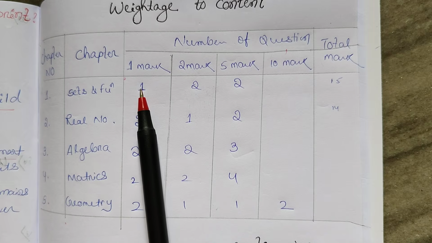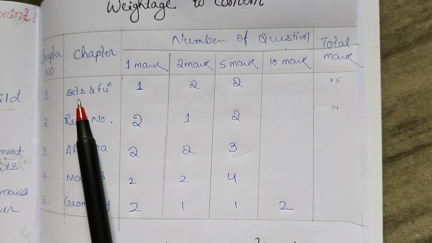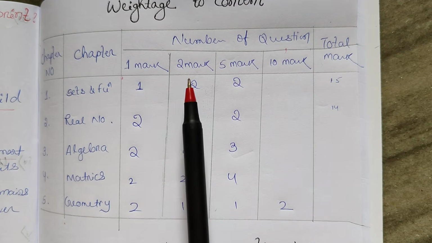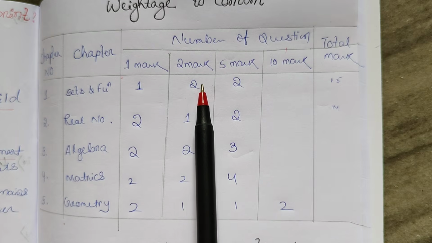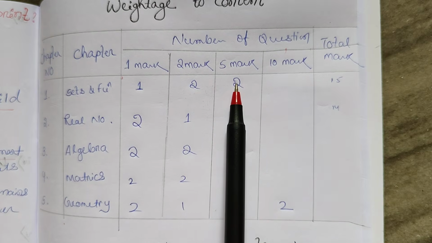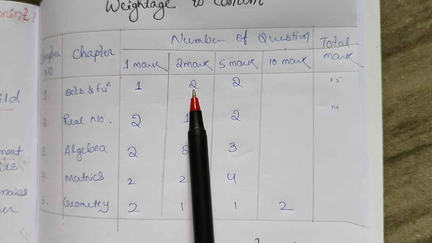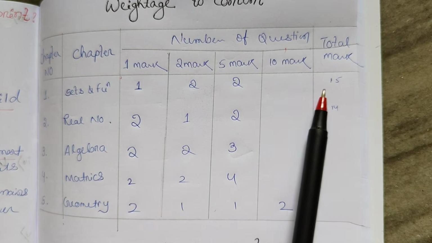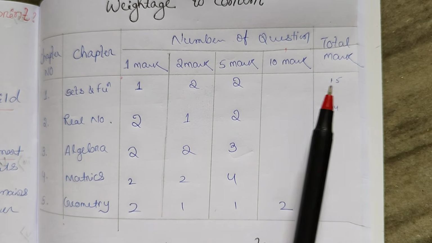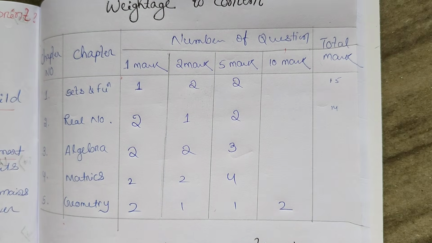1 mark question, how many? From the first chapter 1 question. 2 mark question, 2 questions will come. 5 mark question, 2 questions will come. So 5 2s are 10. Here 2 2s are 4 plus 1, total 15 marks. No 10 mark question from this chapter.